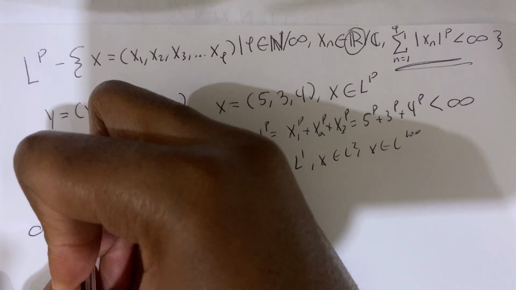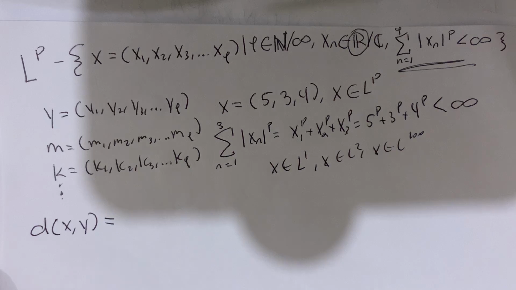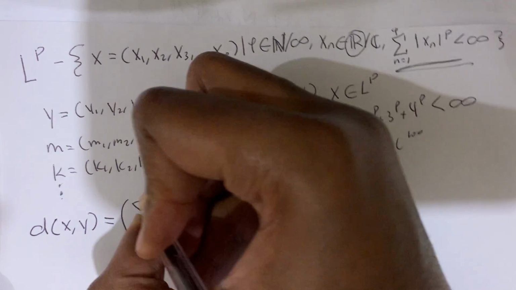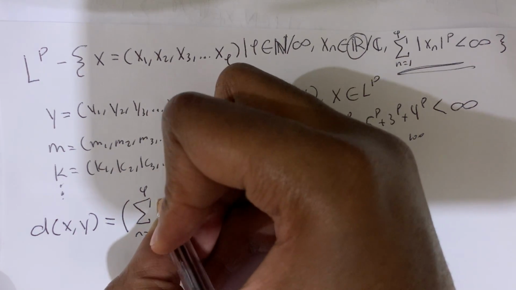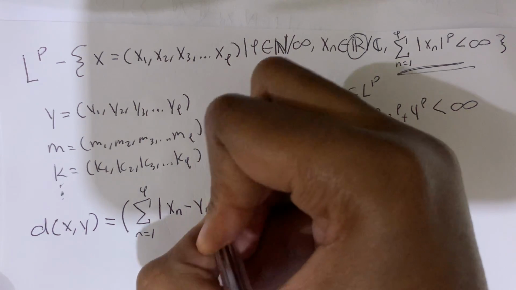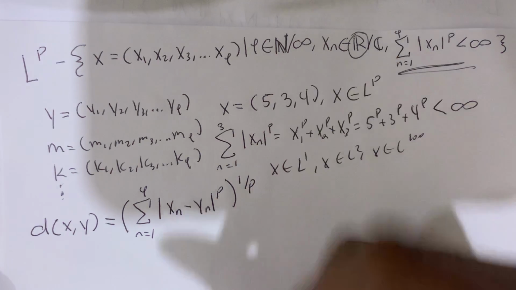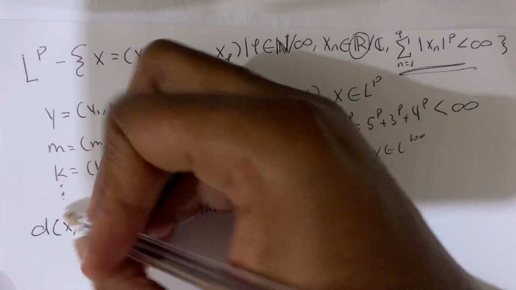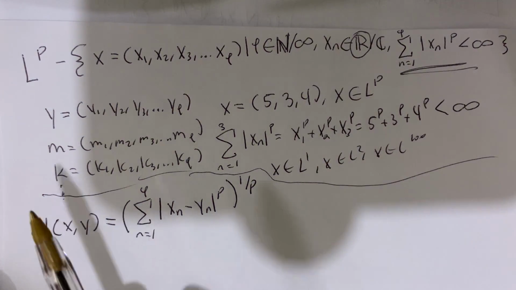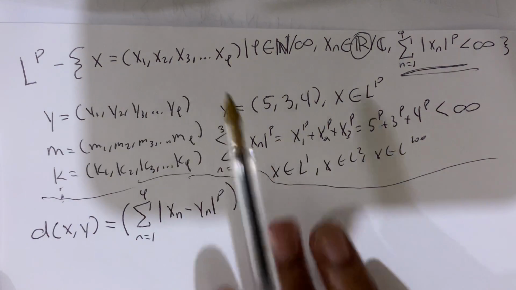The metric d(x, y) equals the sum from n equals 1 to L of the absolute value of xn minus yn, to the p, all to the 1 over p. And that's the metric that we put on this set. So let's just move all this here. So here's our metric that we put on our set of sets.